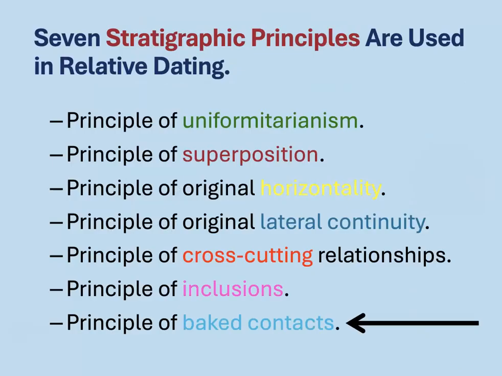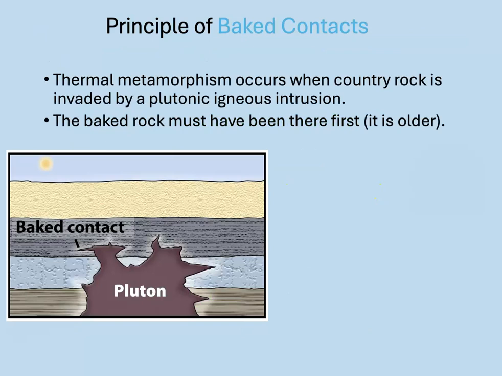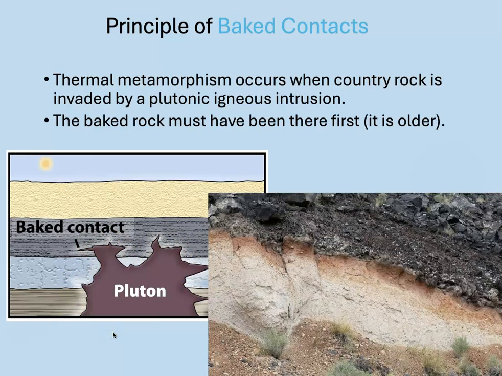Finally, the principle of baked contacts. When magma intrudes rocks, it sometimes bakes the zone where it's contacting the rock. This is shown here with this slightly lighter color around this pluton, which is a solidified magma chamber. Here's a real picture of a baked contact.